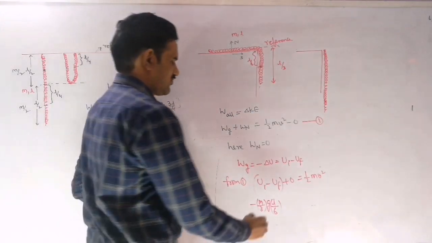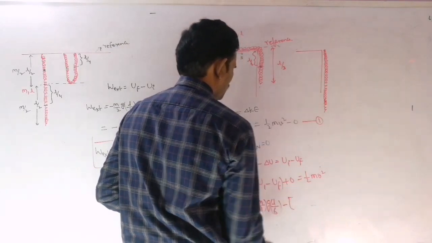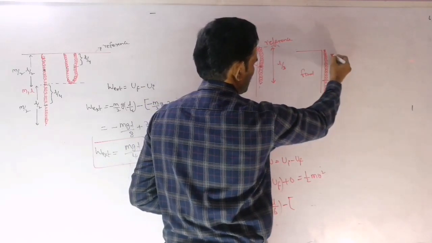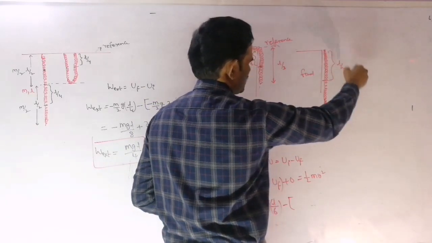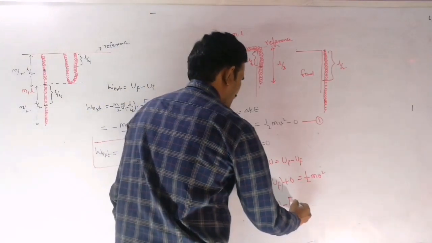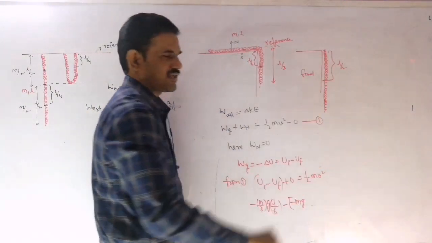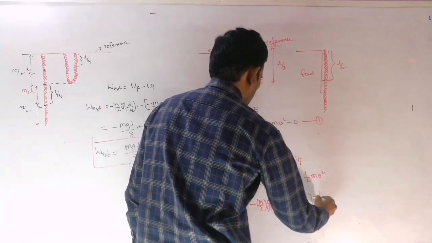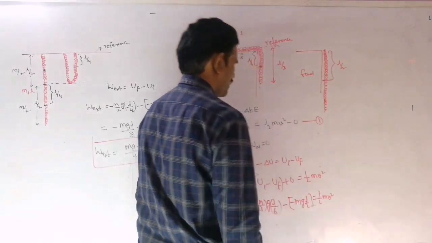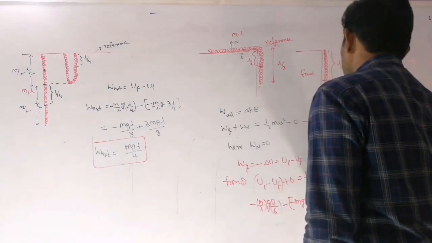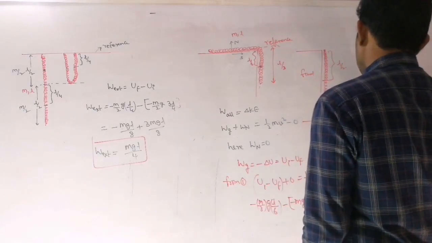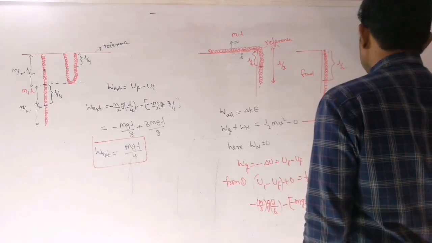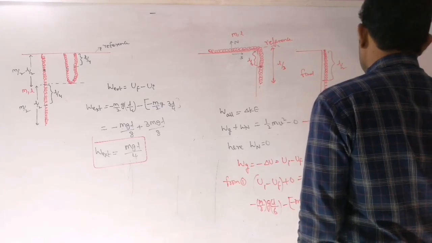Now the final potential energy. In the final situation the center of the chain is at a distance L by 2 from the reference. So its value is minus mg into L by 2, as the total chain is hanging now, so we write the total mass. So this is equal to half mv square. Simplifying, half mv square is equal to mgL by 2 minus 3 mgL by 18.